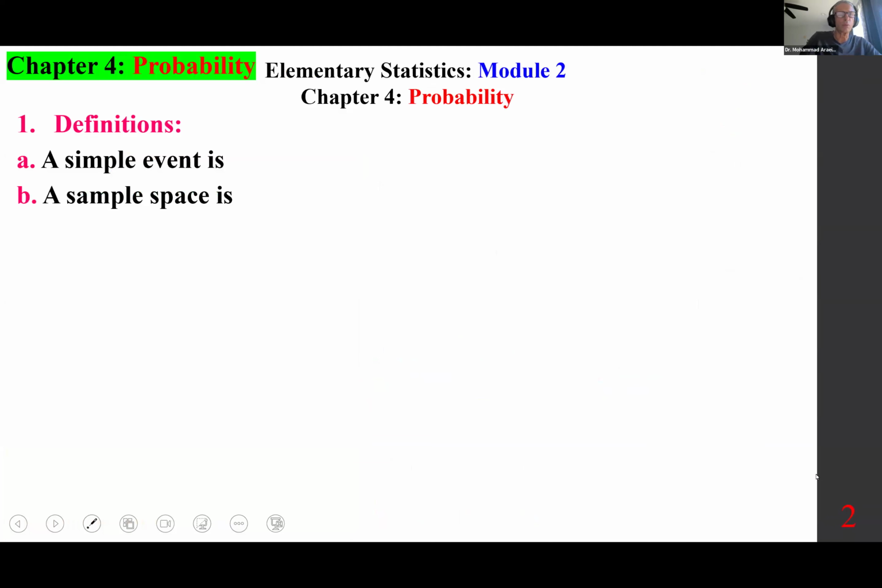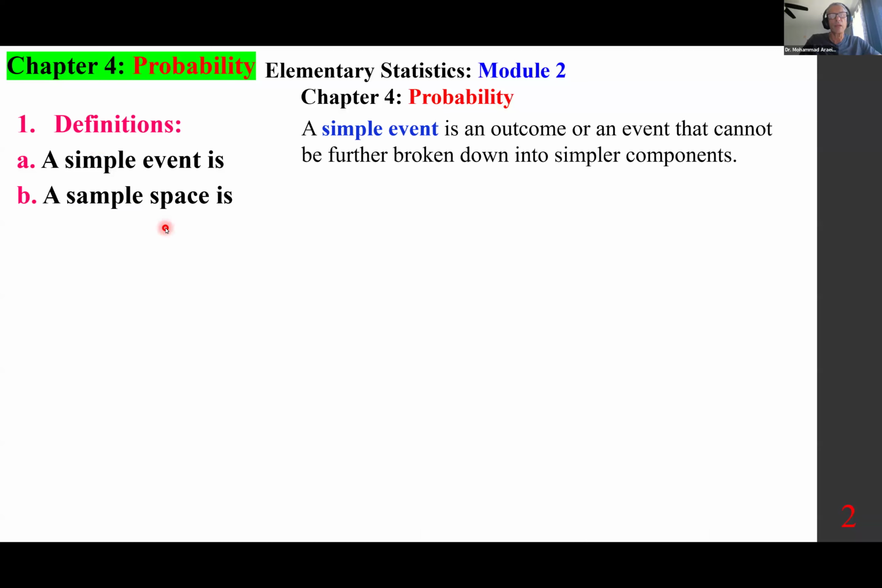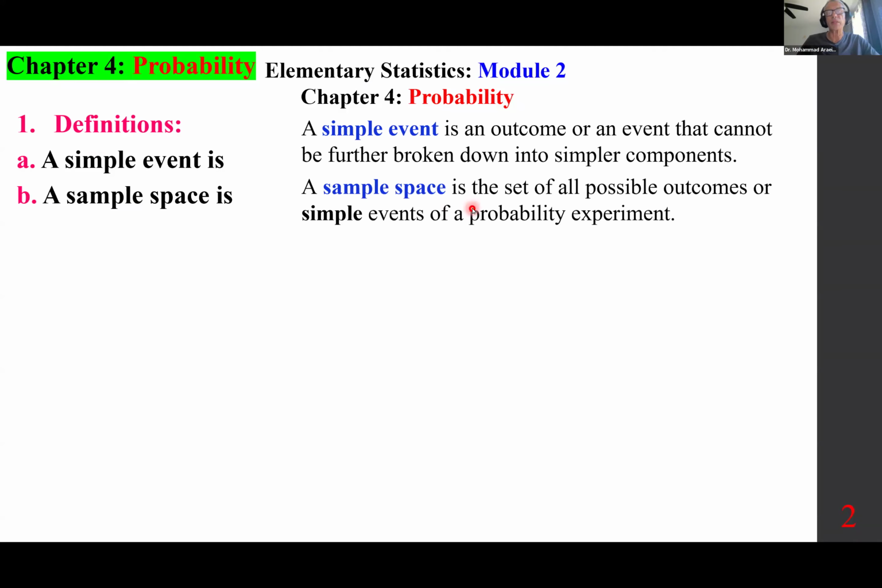So here's chapter 4, probability. Definition: a simple event and a sample space. We want to define those. A simple event is an outcome or an event that cannot be further broken down into simpler components. A sample space is the set of all possible outcomes or simple events of a probability experiment.